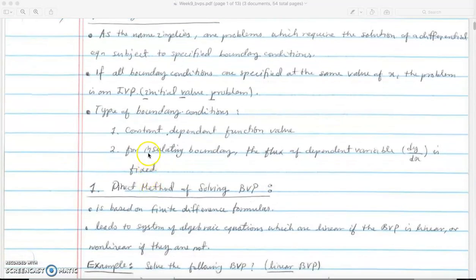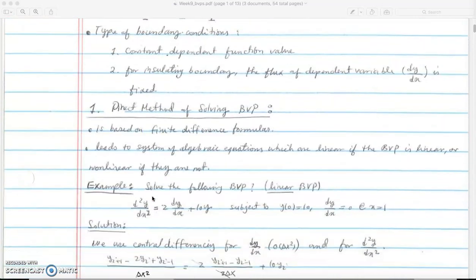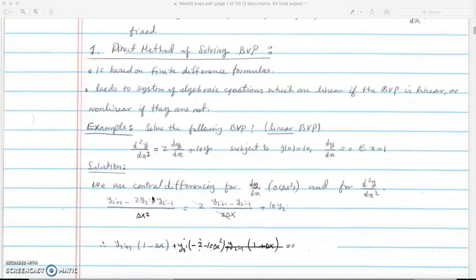The first method we're going to look at is called the direct method of solving boundary value problems, where we directly discretize the differential equation. So here we're going to look at a linear second order differential equation. It's linear because there's no nonlinearity in any of these three terms. It's a second order differential equation because the highest derivative is 2. We have two boundary conditions: at point 0 the value is 10, and then the derivative on the other side at point x equal to 0.